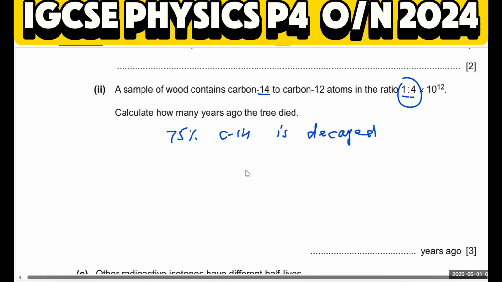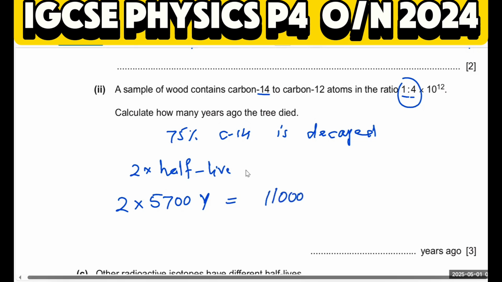What does it mean? It means that there are two half-lives. One half-life was what? One half-life was 5,700 years. That will be equal to, what was that? 5,700 times two, approximately 11,000 years ago. The unit is already given, so you will write 11,000 because two half-lives have passed.